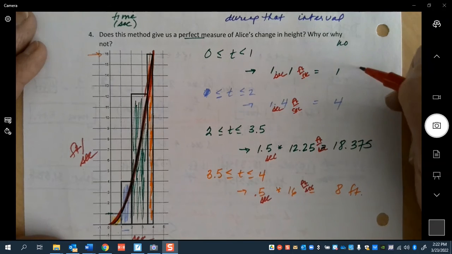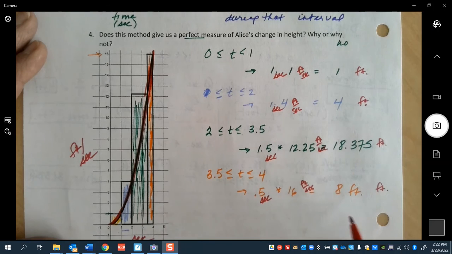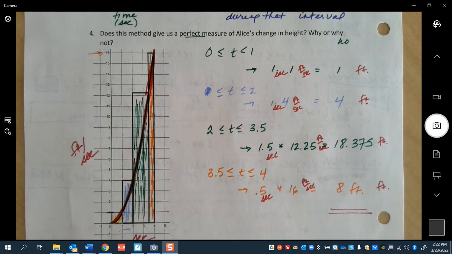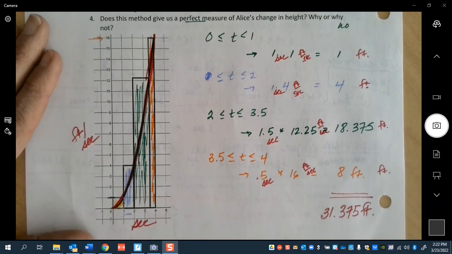I shouldn't be surprised that I have feet. And that takes me back to my original graph of what I'm looking at: how tall is she? 1 plus 4 plus 18.375 plus 8 gave me a total of 31.375 feet that she grew.